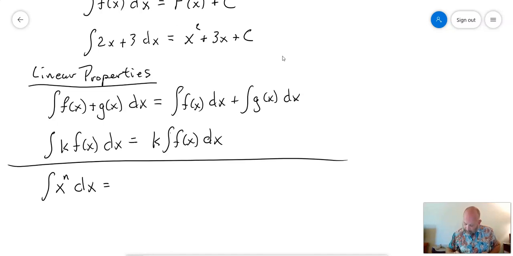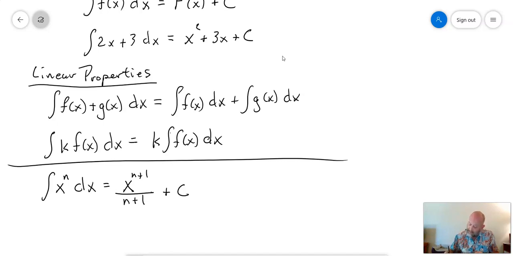What ends up happening is, if you think about what the power rule was for derivatives, you moved the exponent down to the front and then reduced the exponent by 1. Well, we do that in the opposite direction now. We're going to increase the exponent by 1 and then divide by that new exponent. So if I increase the exponent by 1, I have an n plus 1 here, but I also have to divide by the n plus 1, and I have to throw a plus c on here.